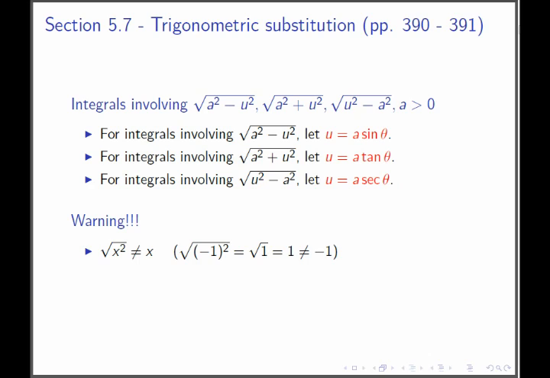I want to warn you that the square root of the square of a number is not equal to the original number all the time. For example, the square root of (-1) squared is not equal to -1. However, the square root of x squared is equal to the absolute value of x. For example, if we plug in -1 and square that, then take its square root, we get 1, but that's equal to the absolute value of -1.